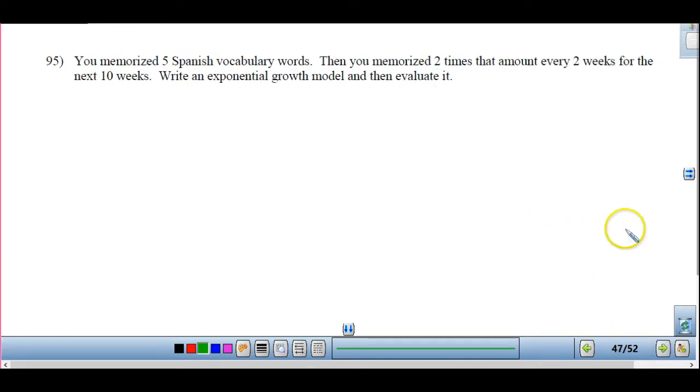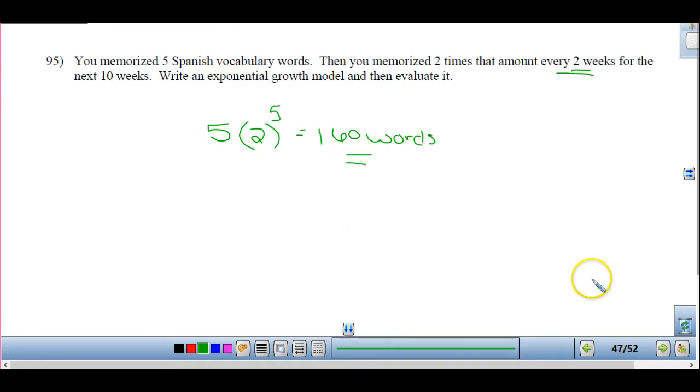Okay, so now if we go here, I've got 5 Spanish words again, 2 times that amount. Now we're going to double that every 2 weeks for 10 weeks. If I'm going every 2 weeks for 10 weeks, that really only gives me memorization for 5 different times. So now you're going 2 to the 5th power, hit enter, multiply it by 5, and now we've only memorized 160 words. So it's way more beneficial for you to memorize every week rather than every 2 weeks.